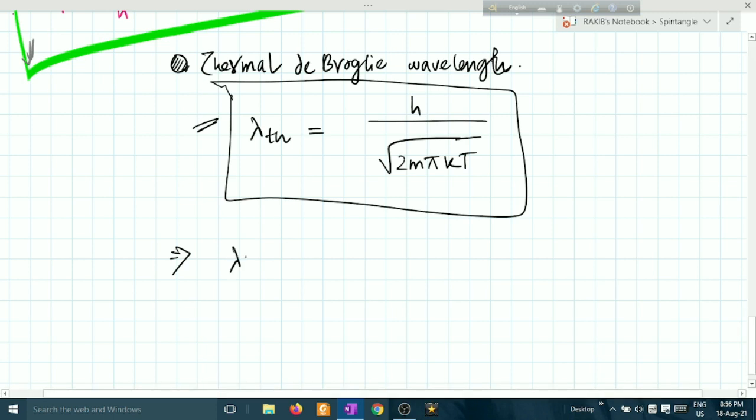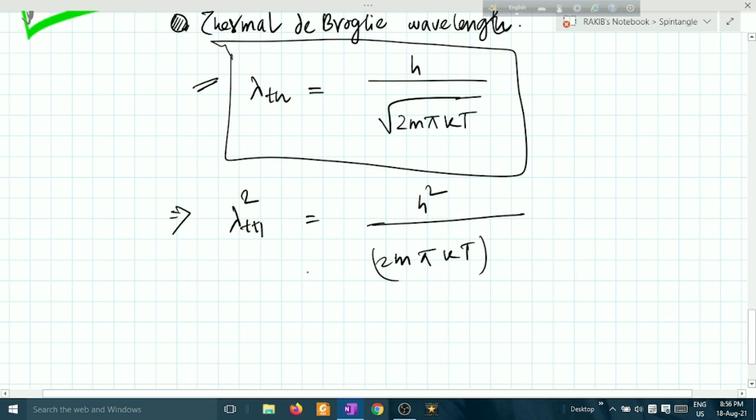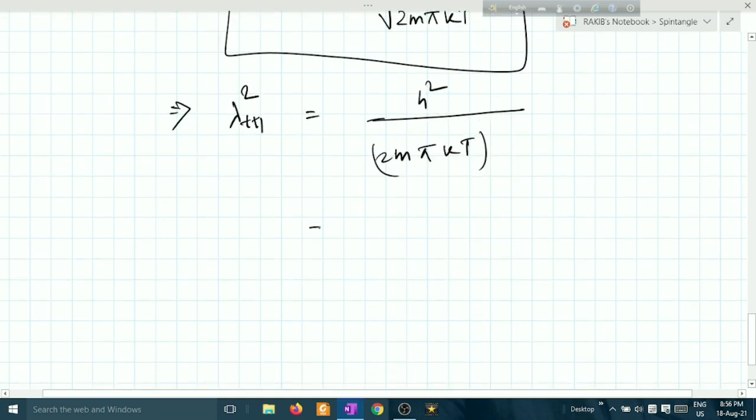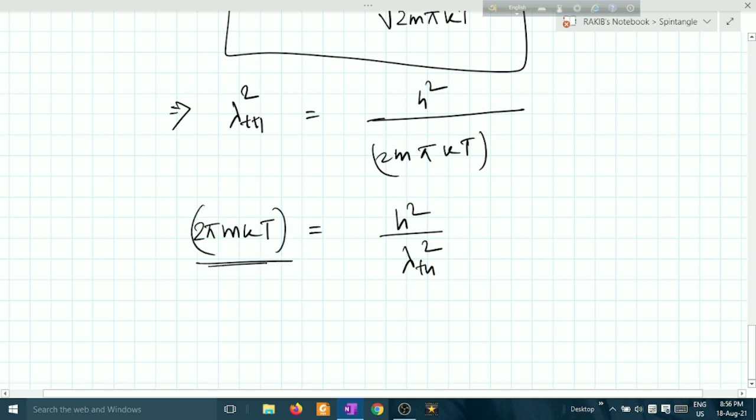So by squaring lambda thermal, the lambda square is h square upon 2 pi mkt. The surviving term is only 2 pi mkt. So what you can see from this formula is that 2 pi mkt is equal to h square upon lambda thermal square. Okay, this is the value of 2 pi mkt.